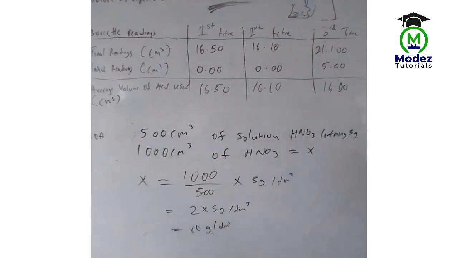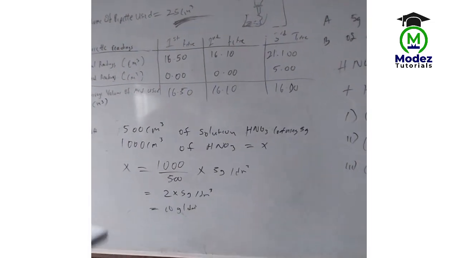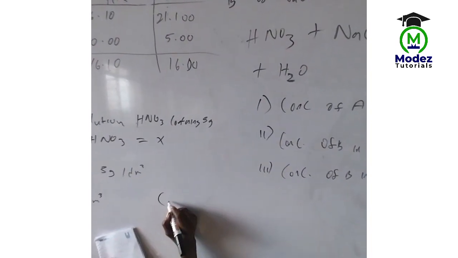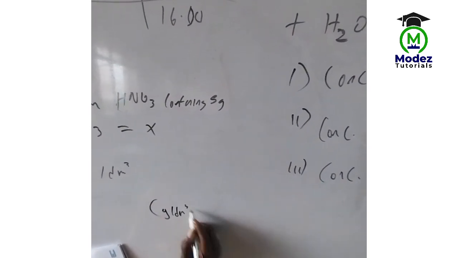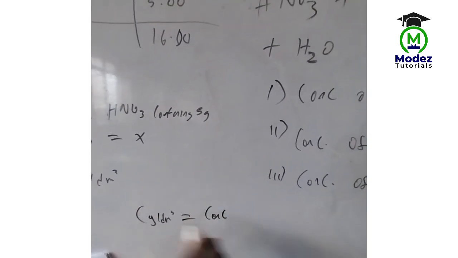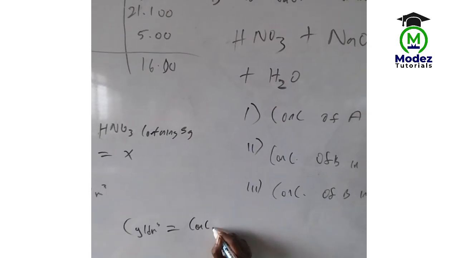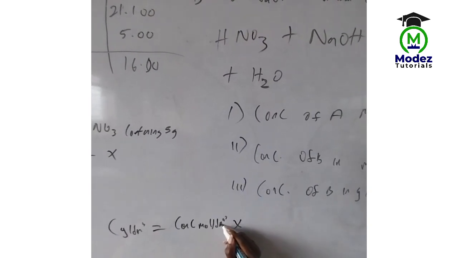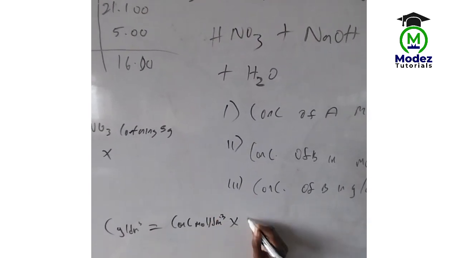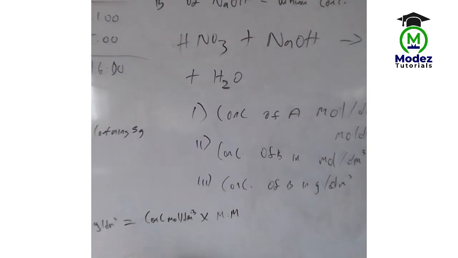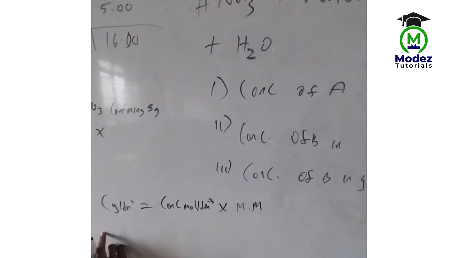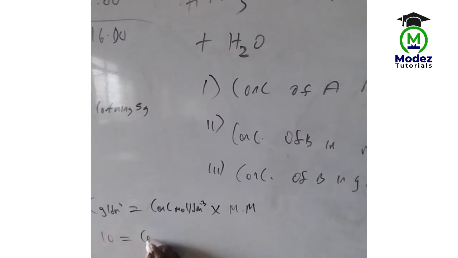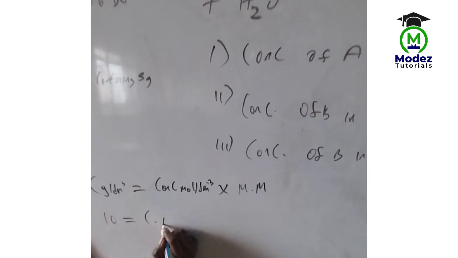So to find the concentration in mole per dm³, there is a formula you need to take note of: concentration in grams per dm³ equals concentration in mole per dm³ times molar mass. Note this formula very well, please. The concentration in grams per dm³ is 10, so 10 equals the concentration in mole per dm³, which I'll write as CM to make it shorter, times the molar mass.